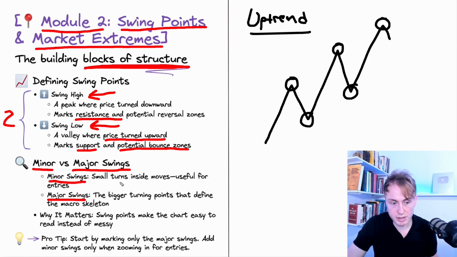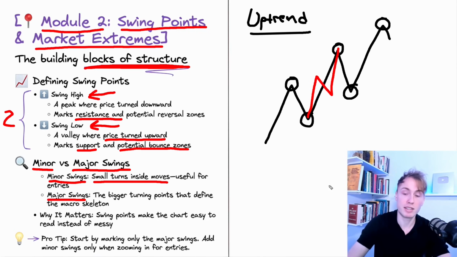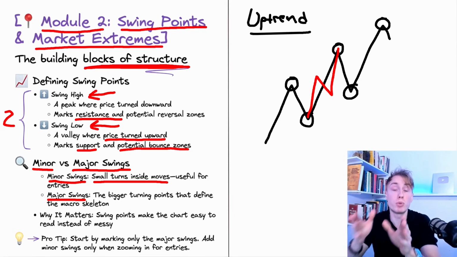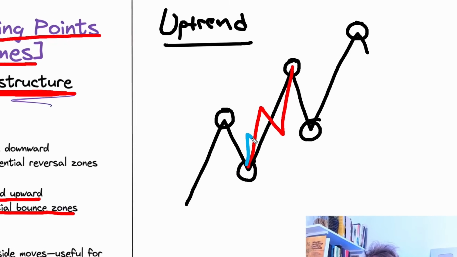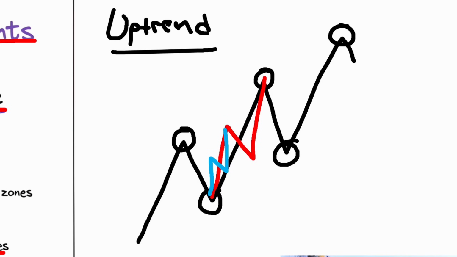Minor swings are basically the small moves and the small turns inside each move. So what you will notice is that inside of each move, each move has swings itself. You can see this red part right here is like a swing within this move, and this will be especially apparent when you zoom in on shorter time frames. And when you zoom in even more, you will also notice that this swing within the swing will have moves like this as well. I hope this makes sense.